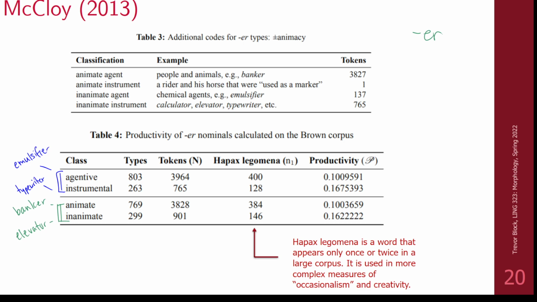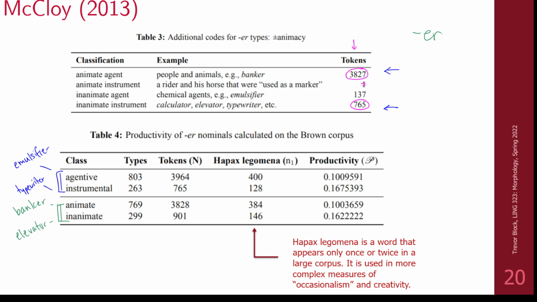Okay. And in table 3 on the right side, under tokens, which I'll do in pink, this tells us how many of each one we've seen. So 3,827 animate agents, only one animate instrument, a rider and his horse that were used as a marker, whatever that means. It's pretty much negligible. 137 inanimate agents and 765 inanimate instruments. So we can actually see here which types of words are the most common, animate agents and inanimate instruments. But we do have some inanimate agents.